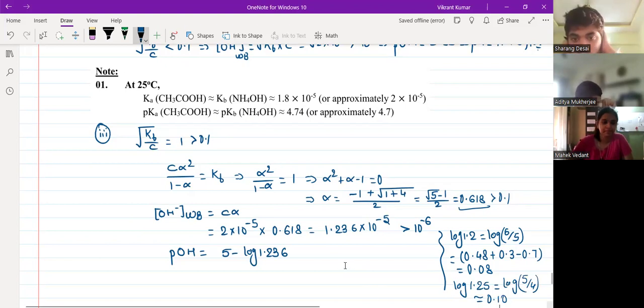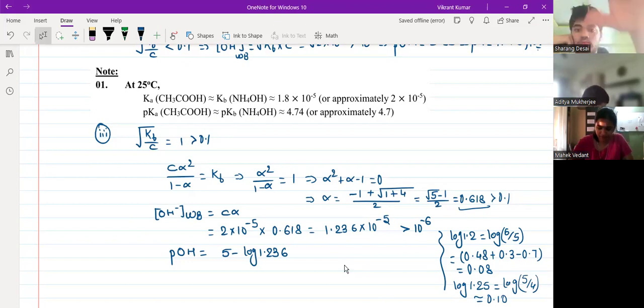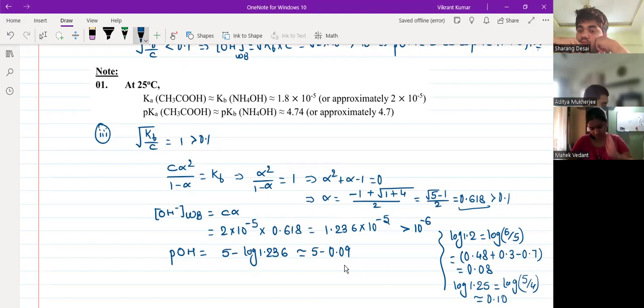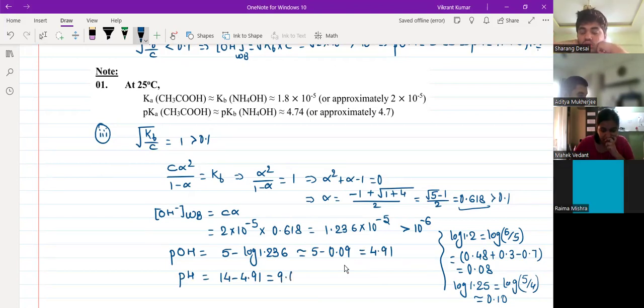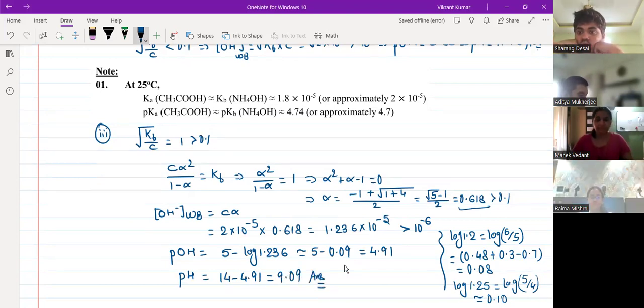And the number which we have is 1.236. It is coming in between these two, and that's why we can approximately say 5 minus this will become something like 0.09. And if you check with the calculator, approximately you'll be getting the same number, and that's why we are saying this will be something like 4.91. If I have got pOH, then I can calculate pH also. 14 minus 4.91, which is 9.09, will become the answer. Is it okay? Right. Any doubt?